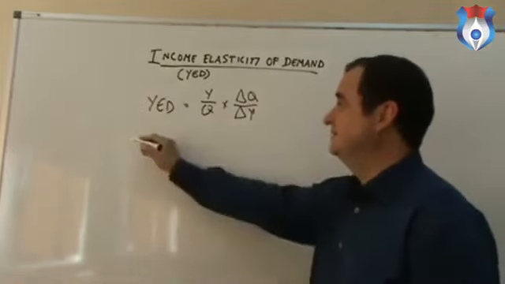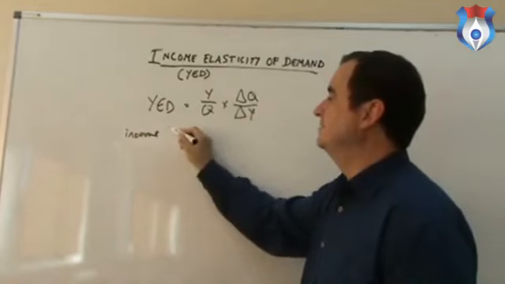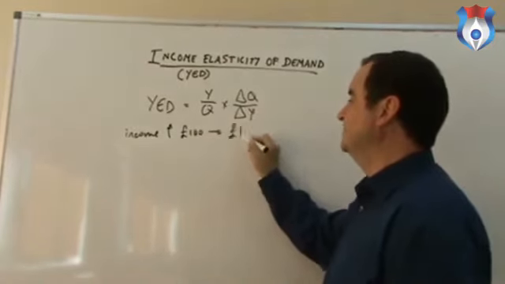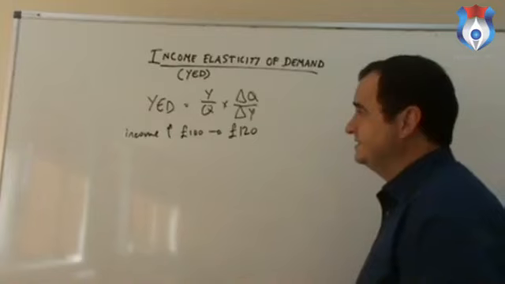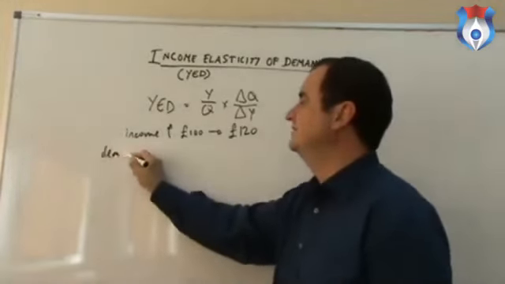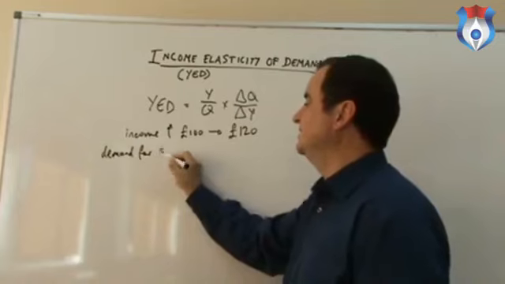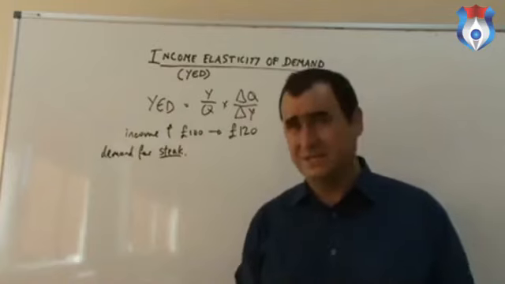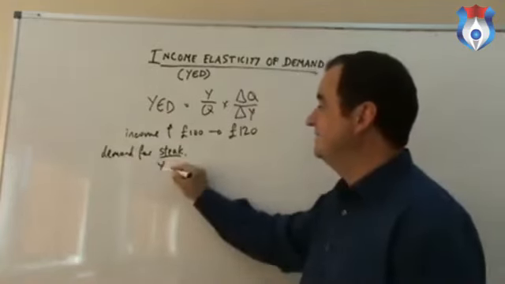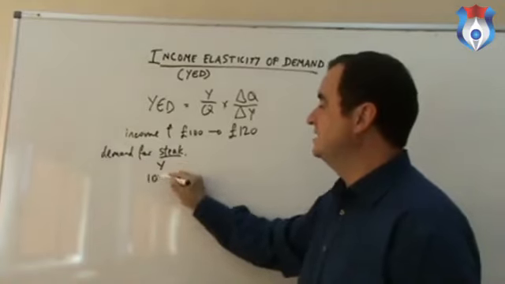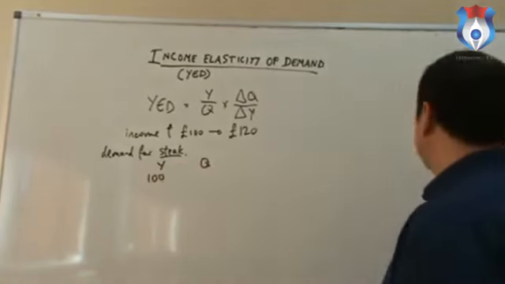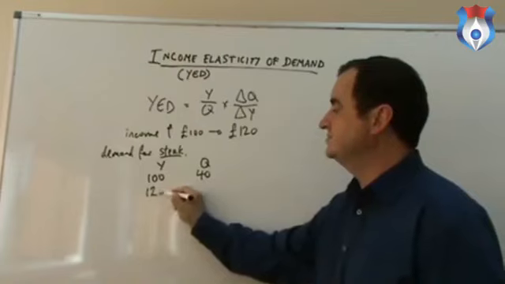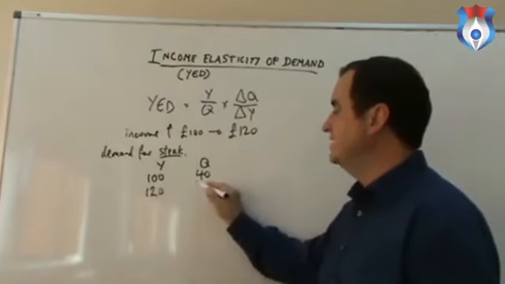Let's imagine that my income rises from £100 to £120. Okay? And let's explore what happens to my demand for steak. I like steak. Okay, I like steak, but I just can't afford to buy as much of it as I'd like to buy. When my income, let's draw this as a table, when my income was 100, let's say that the quantity of steak that I was buying was 40. And when my income goes up to 120, I see that the quantity I'm buying is now 60.